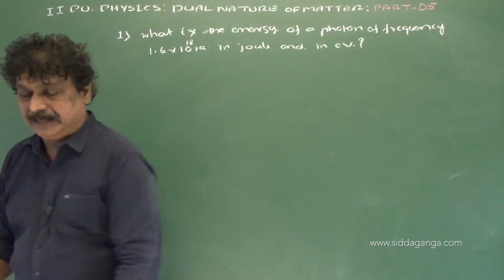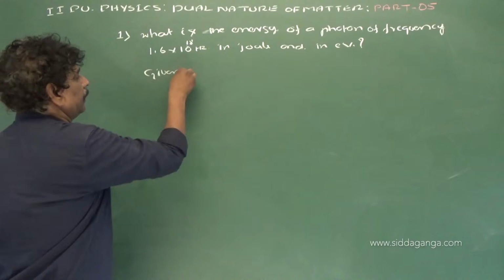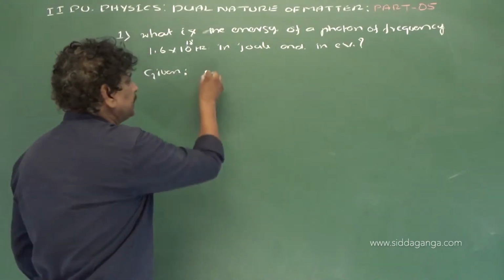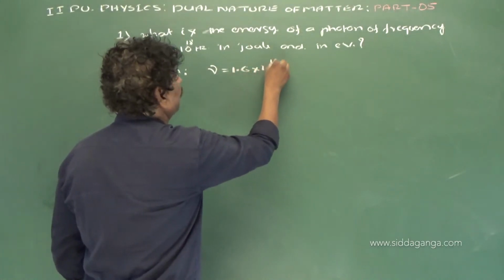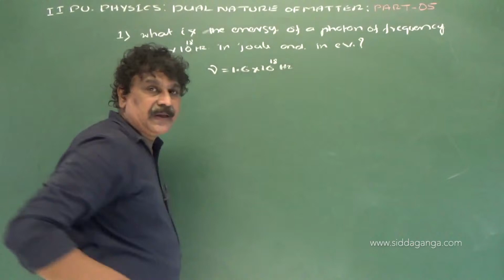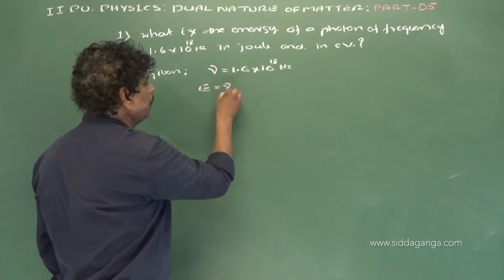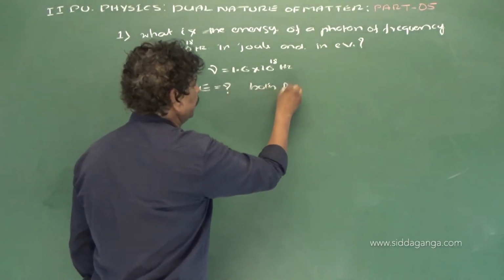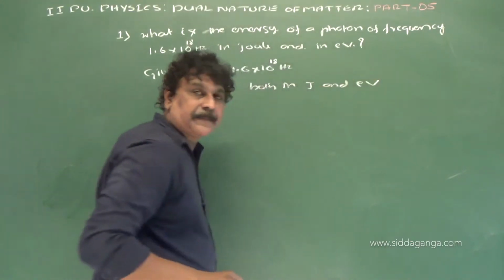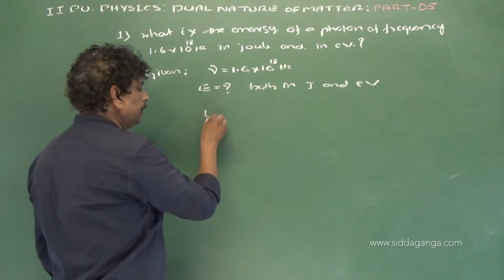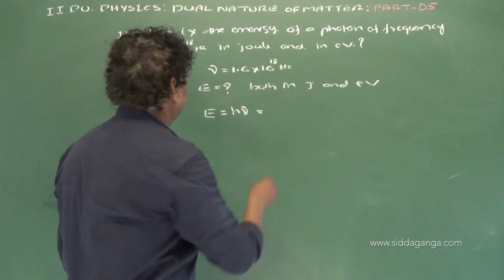So we have given the frequency of incident radiation, nu, equal to 1.6 into 10 raised to the power of 18 hertz. What we need to find is the energy E, both in joule and in electron volt. Now the energy E is equal to h nu.